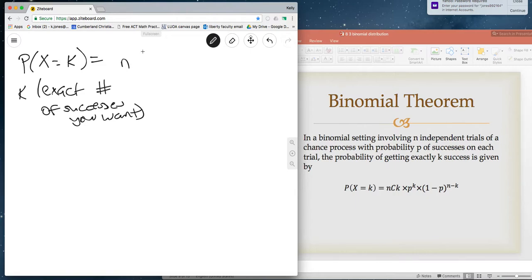Now, this nCk is a combination formula. So you've got to use your combination formula to do that. And n is your number of trials. And we're going to multiply it by the probability of success raised to the k power. And we've already talked about what k is. And 1 minus p is actually the same thing as failure. And we're going to raise that to the n minus k power. And once again, n and k are both there. And so p is the probability of success.